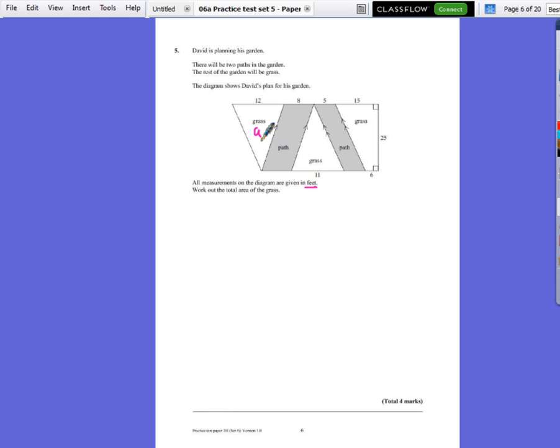So we've got three parts of the shape that are grass. The first shape is a triangle, so we do base times height and half it. For shape A, the base is 12, the height is 25, and we need to half that using a triangle, which will give us 150 feet squared.